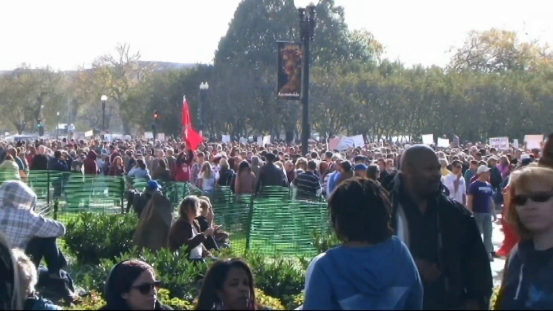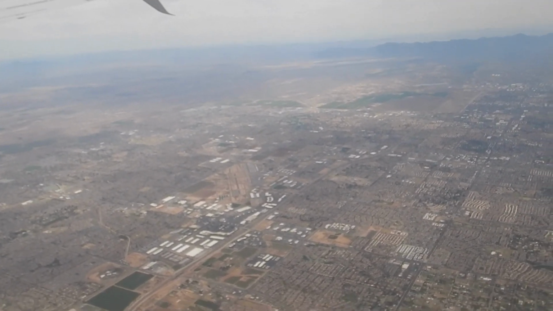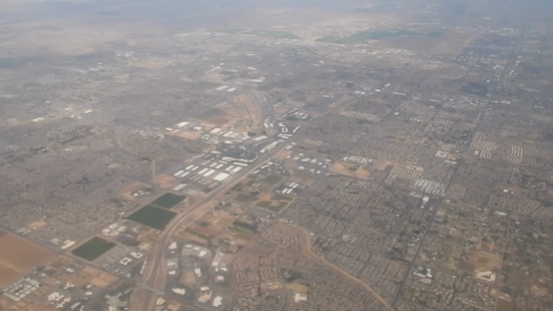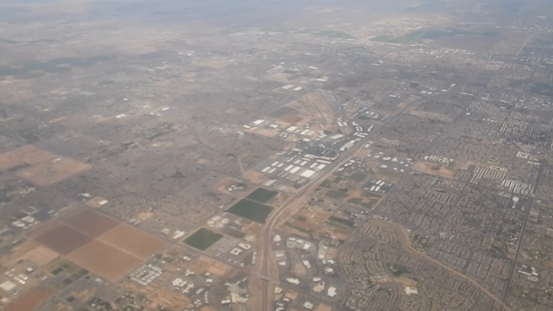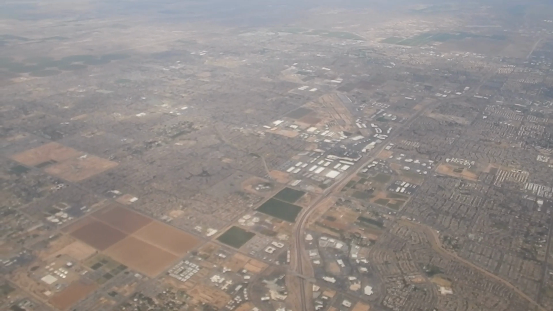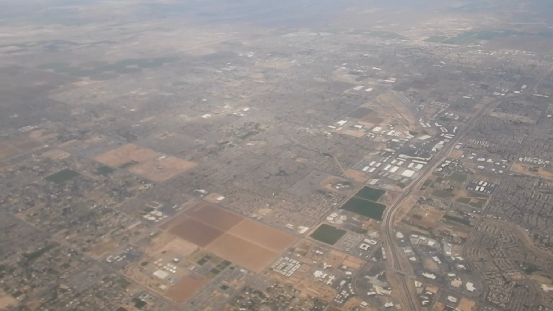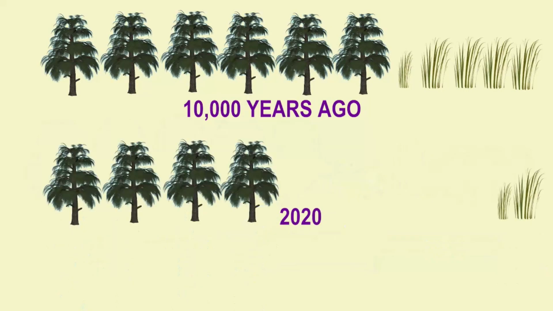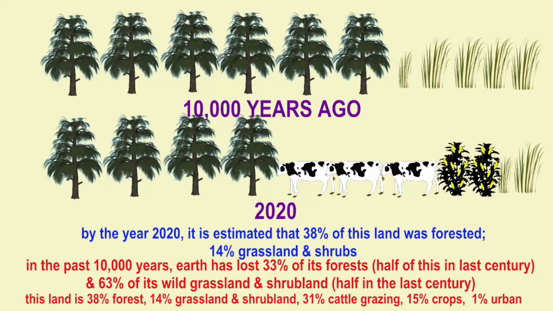So in the past 10,000 years, terrestrial land has lost a third of its forest, and half of this loss has been since 1900, in about the last century. And Earth has lost over 60% of its wild grassland and shrubland, about half in about the past century since the year 1900. Of the remaining land, the amount which is used for grazing cattle is about as much as the amount of land which is forested, and the amount of land used for crops is greater than that which is wild grassland and shrubland.